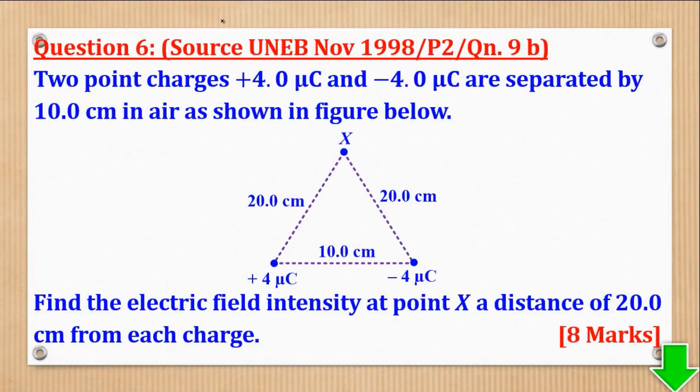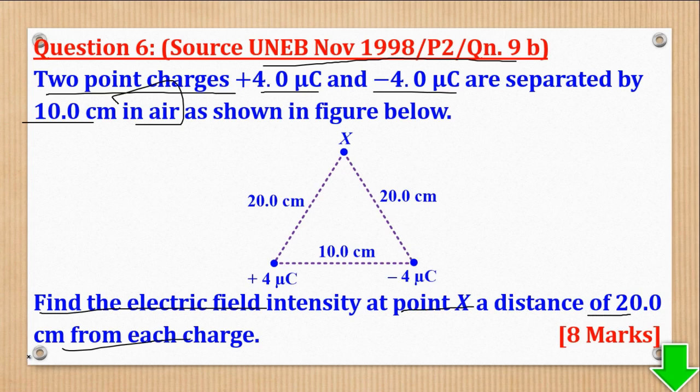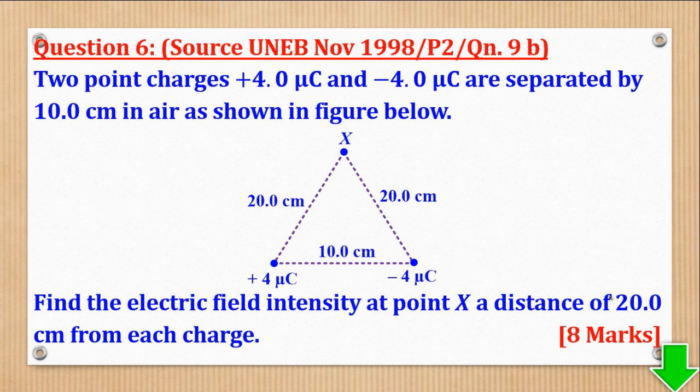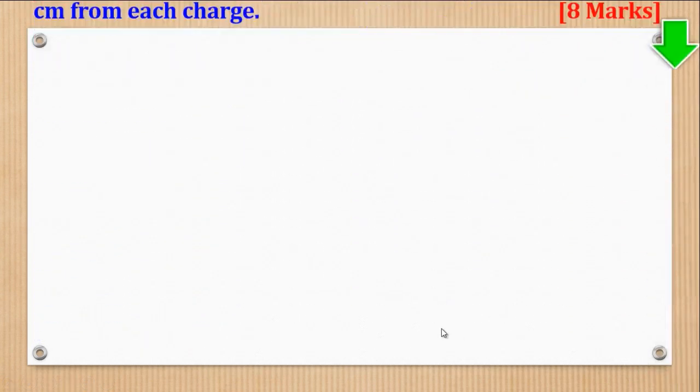Then question 6 came from UNEB, November 1998, paper 2, question 9b, and says 2-point charges, this and this, are separated by this in air. So air means free space, as shown below. Find the electric intensity at point X at distance 20 centimeters from each charge. So this is also an isosceles triangle and is somewhat similar to the one we have just done. The only difference is that in the previous one, both charges were positive, and here one is positive and another one is negative. So shall again redraw.